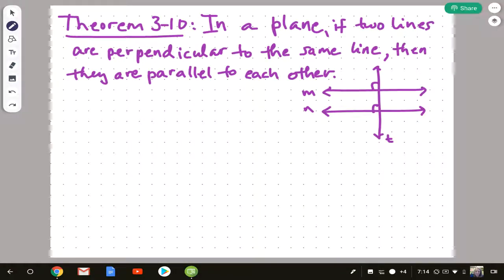Okay, the next theorem is Theorem 3.10. This one says, in a plane, if two lines are perpendicular to the same line, then they are parallel to each other. So we have a picture of lines M and N, and each of those are marked perpendicular to line T with the right angle. So if those are both perpendicular to line T, then they also have to be parallel to each other. That's what this theorem says.